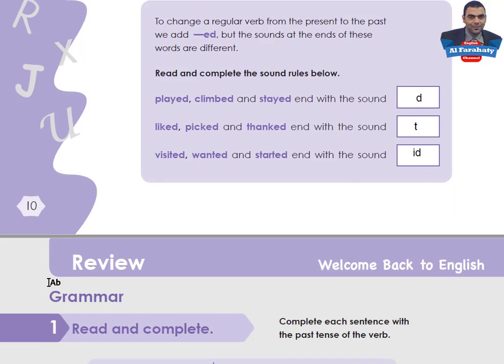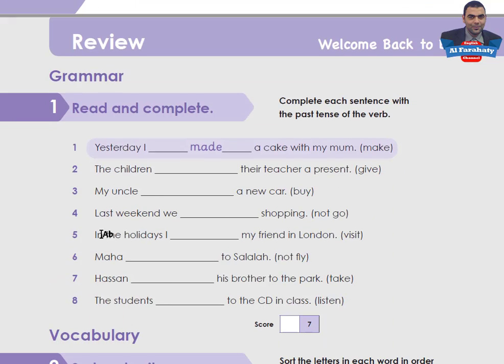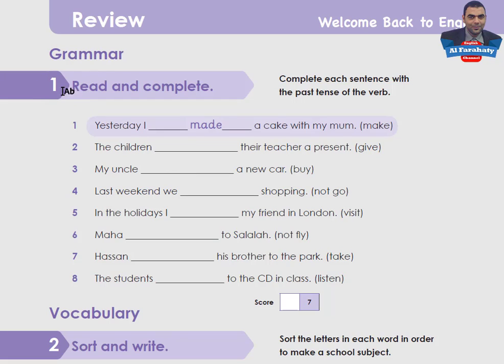Let's go to page 11. Review. Grammar. Activity 1. Read and complete. Complete each sentence with the past tense of the verb. 1. Yesterday I made a cake with my mom. The verb here between practice is make. We changed it into made. Number 2. The children gave their teacher a present. The past tense of give is gave.